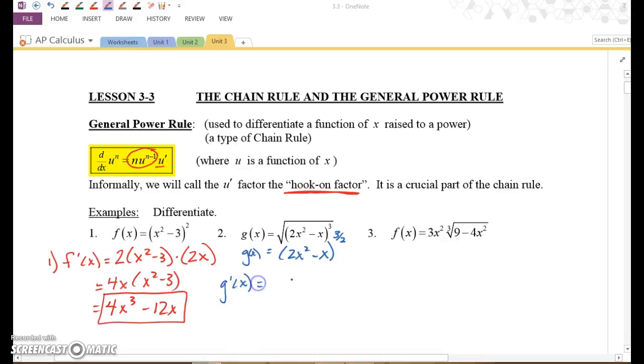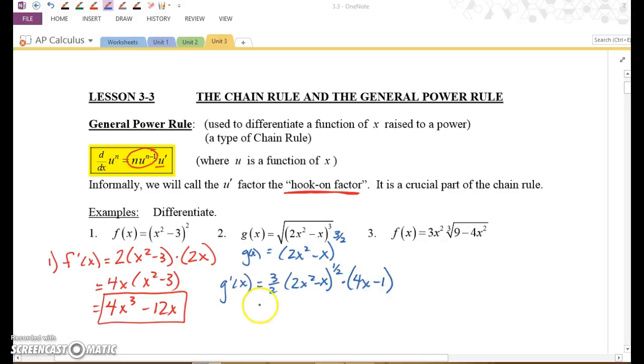We're going to multiply by the outside. So we've got the quantity to the 3 halves, which becomes 3 halves times its quantity. Then subtract 1 from the exponent, so 3 halves minus 1 is 1 half. Then we multiply by the hook-on factor, which is the derivative of the inside. The derivative of 2x squared minus x is 4x minus 1.